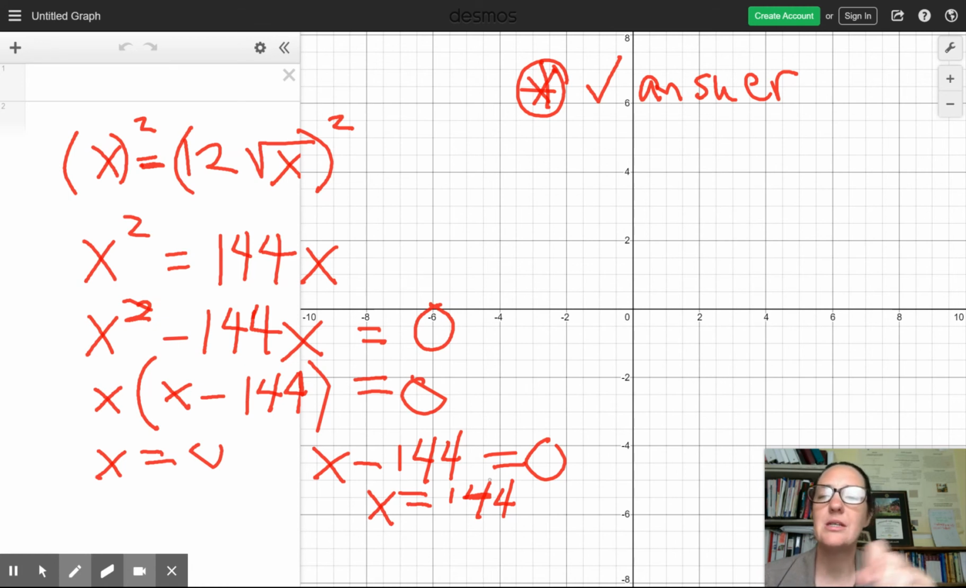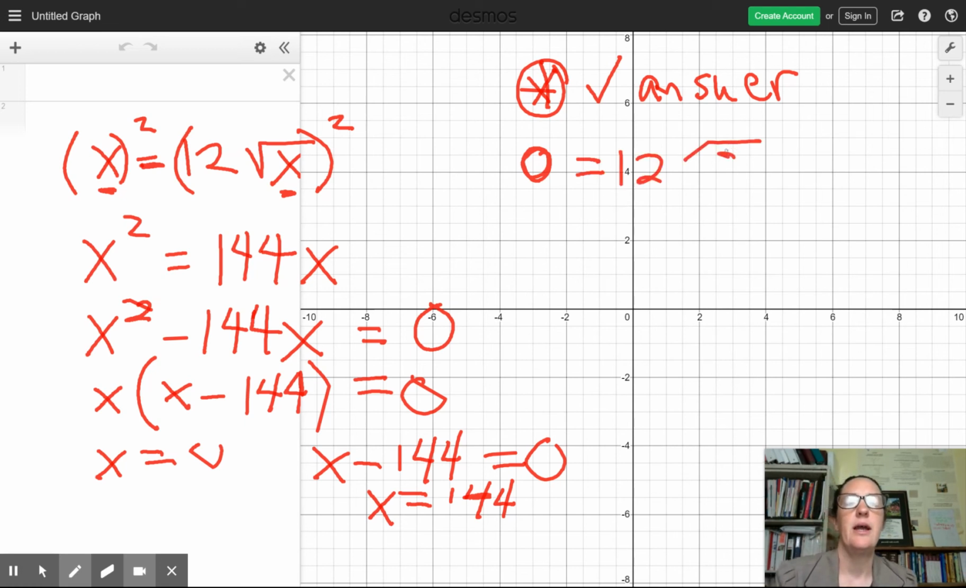So if we put in 0 for x back into the original, always make sure you're checking back in the original, we would have 0 equals 12 times the square root of 0. And that comes out to be 0 equals 12 times 0. And 0 equals 0. So that one worked.